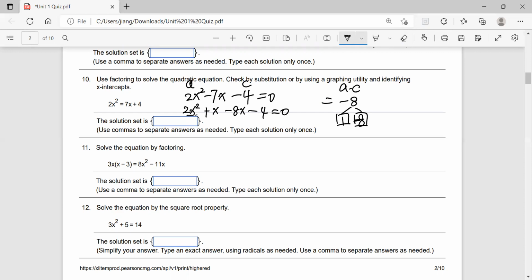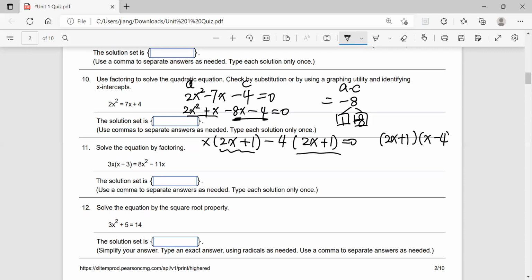And then group the first two and the rest of them. So factor out the x, we have 2x plus 1. And then pull out 4 because the GCF of 8 and 4 is 4. So pull out -4. And then in the parentheses, I must create the same part, that's 2x plus 1. And pull out the GCF. That's 2x plus 1 times x minus 4 equals 0.